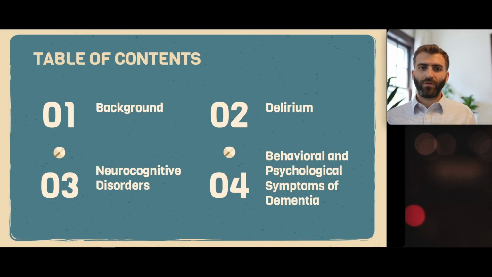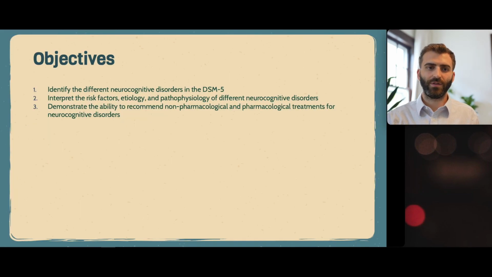This is the table of contents slide. We went through a background of neurocognitive disorders. We went through what delirium is. Then we went through the neurocognitive disorders, and more specifically a few of them, such as Alzheimer's disease, Lewy body disease, vascular dementia, and frontotemporal dementia. And finally, we ended with behavioral and psychological symptoms of dementia.